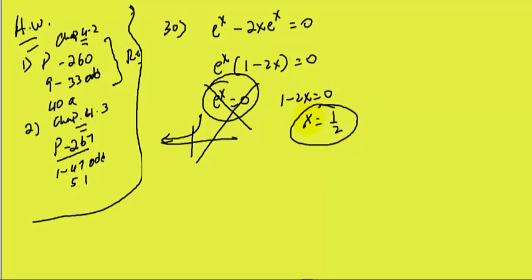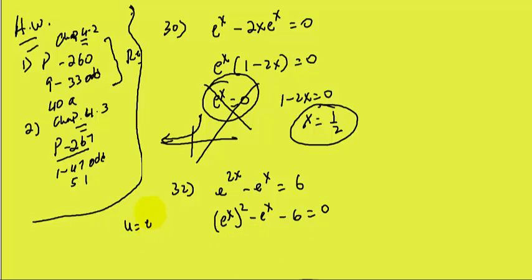Alright, one more problem in this, and then we'll go on to the next section, which is number 32. Number 32, you have e to the 2x minus e to the x is equal to 6. And they even give you a hint on this, so we'll take the hint. If you rewrite this, this is e to the x quantity squared minus e to the x minus 6 is equal to 0. And they tell you that u is equal to e to the x. So if you let u equal e to the x, this becomes u squared minus u minus 6 is equal to 0.